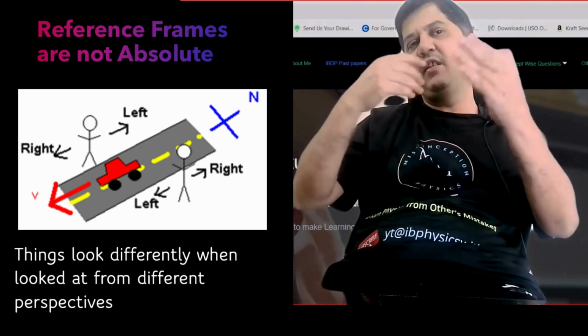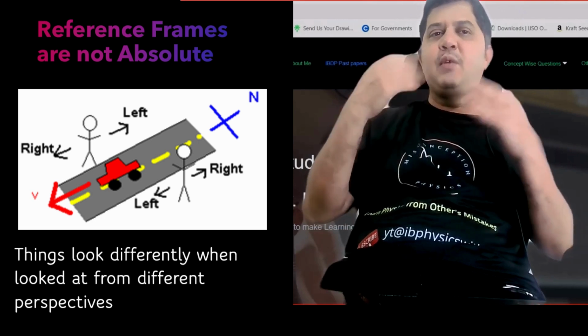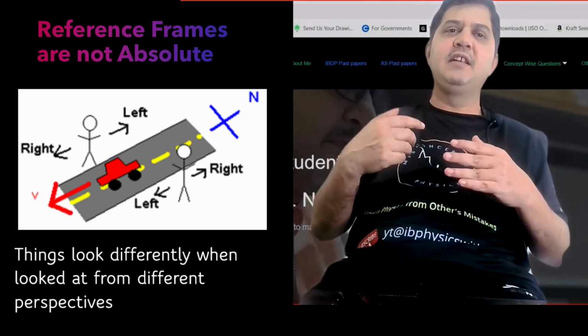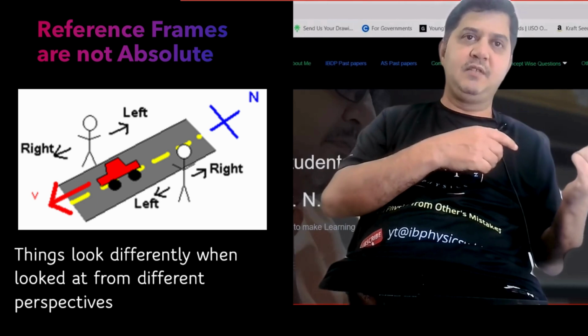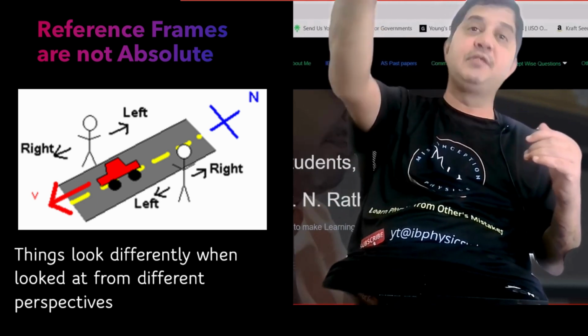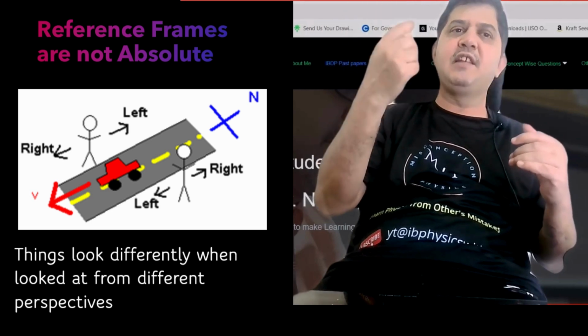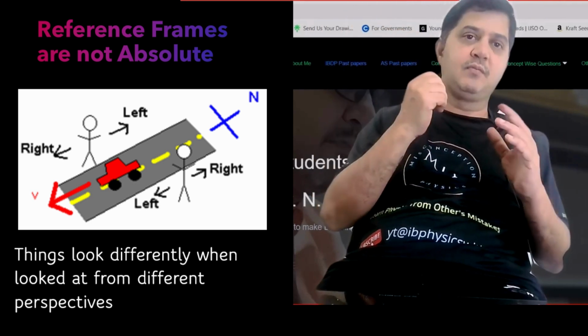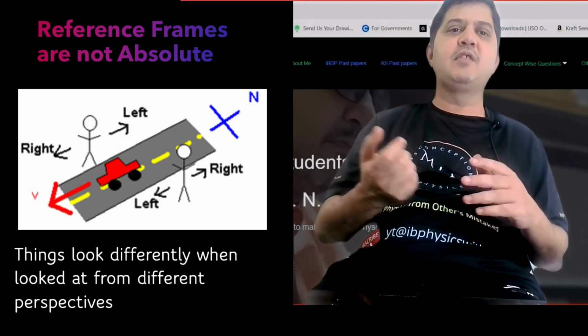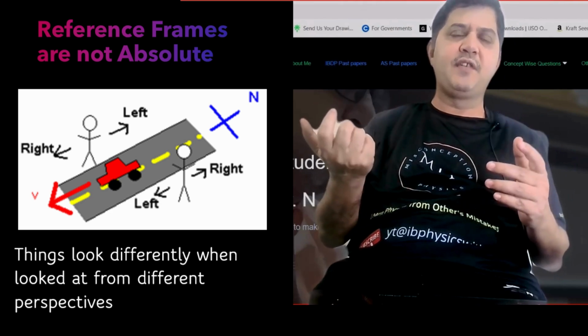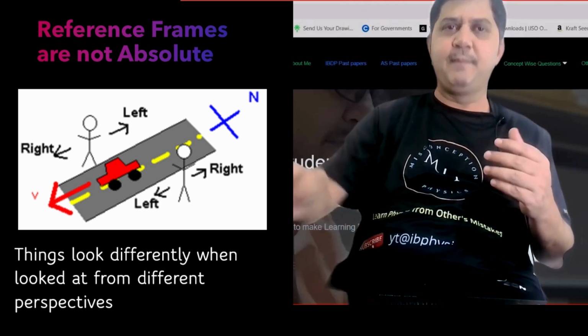There's a person who is standing on the right side, and he observes that the car is moving towards the left. But for a person who is standing on the opposite end of the road, he observes that the car is moving towards the right side of the road. Things look different when looked at from different perspectives. So as a result, it's once again not one and the same.